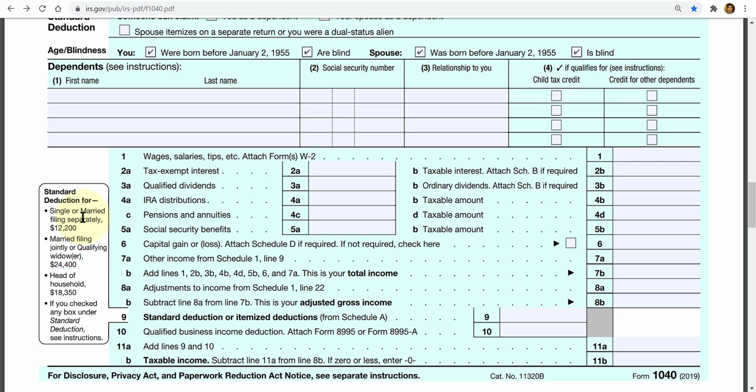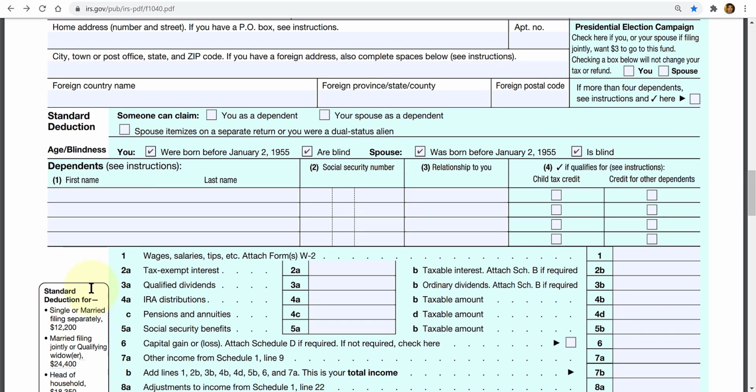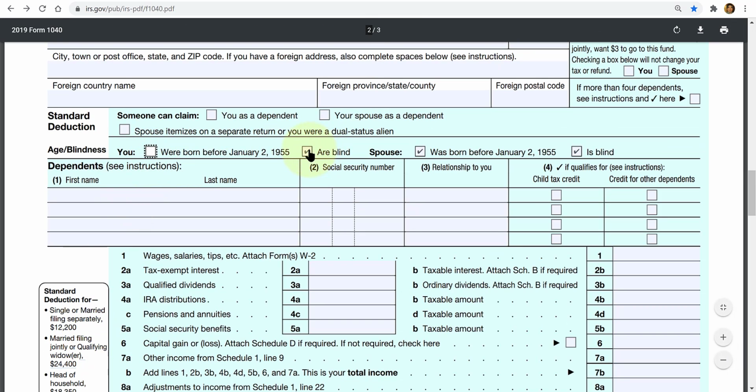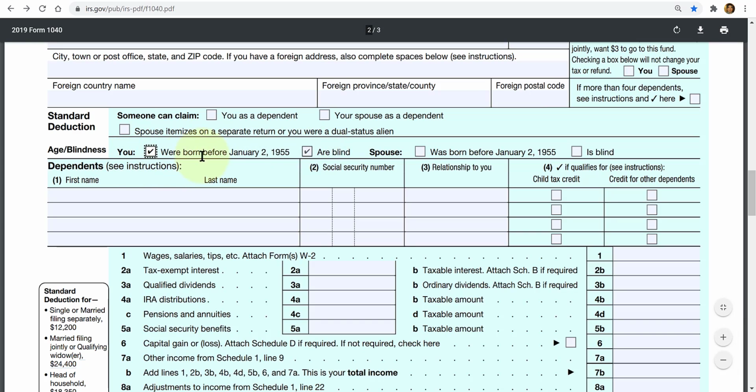But there are certain situations where this regular amount can be increased by more deduction. So if you answer, let's say that the taxpayer was born before this date, that means that at the end of 2019, the taxpayer was age 65 or older. You're going to get an additional standard deduction for age. If the taxpayer was legally blind, then you're going to get an additional standard deduction. So these two boxes here apply to the taxpayer.